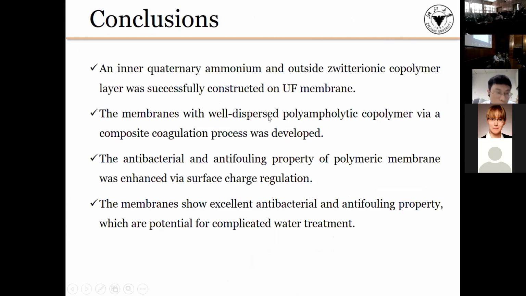From our research, we successfully made the membrane with an inner quaternary ammonium and an outside zwitterionic copolymer layer. And also we made the membrane with a well-dispersed polyamphiphilic copolymer via a composite coagulation process. Then we can make the membrane have antibacterial and antifouling properties by surface charge regulation. Our membrane shows very excellent antibacterial and antifouling property, which has potential for complicated water treatment.